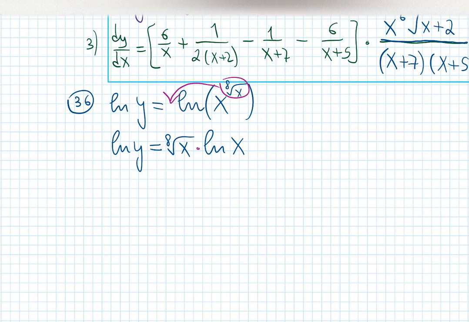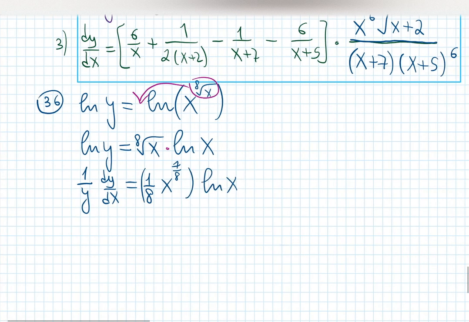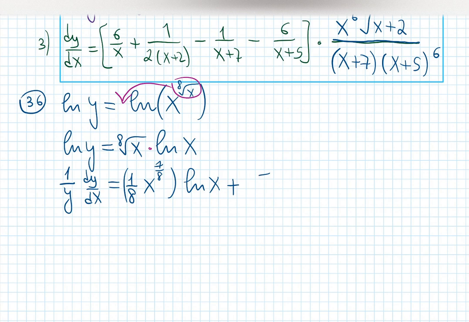I'm using implicit differentiation right now. As before, I'm going to have 1 over y dy over dx equals, and I'm working with a product rule. This product rule gives me the derivative of the first function, 1/8 x to the 1/8 minus 8/8, which becomes 7/8. Copy the second function, natural log of x, plus copy the first function times the derivative of log, which is 1 over x.